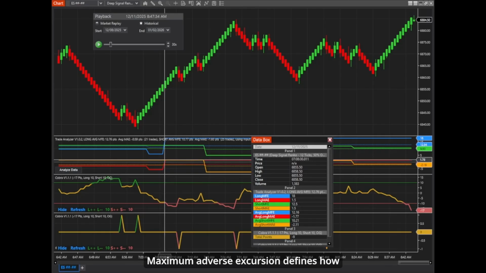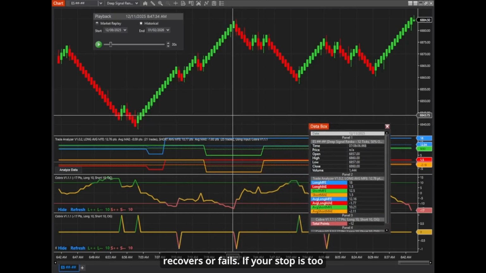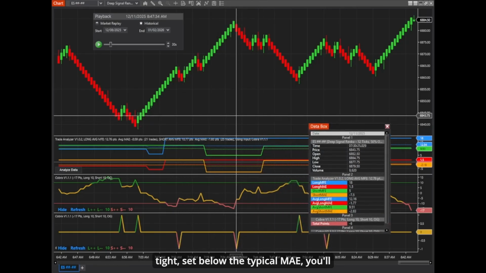Maximum Adverse Excursion defines how much heat your setup naturally takes. It shows how far price typically moves against you before a trade either recovers or fails. If your stop is too tight, set below the typical MAE, you'll often exit trades prematurely, cutting them off before they have a chance to work.